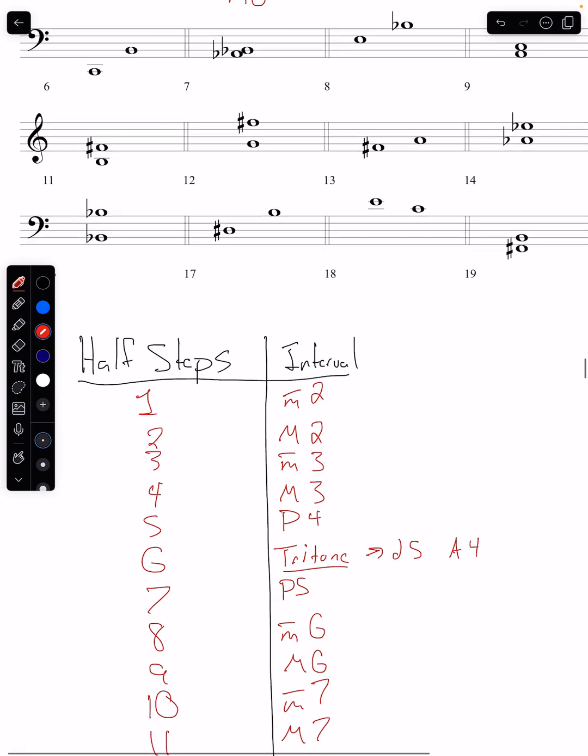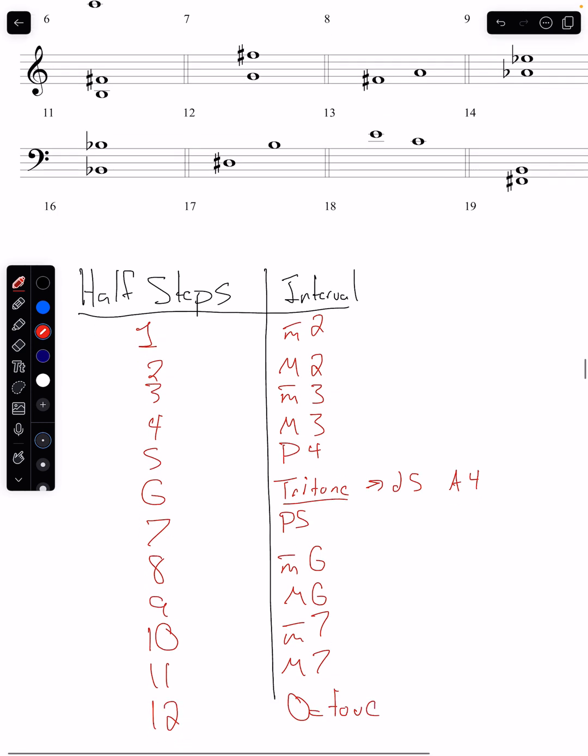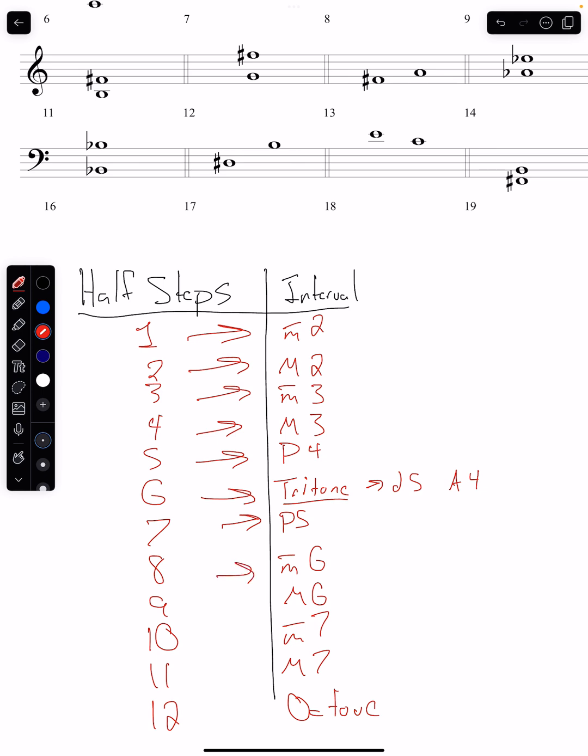So if the key signature method is kind of slow going for you, this is a really easy way just to memorize. 1 is a minor second, 2 is a major second, 3 minor third, 4 major third, 5 is a perfect fourth, 6 is the tritone, 7 is a perfect fifth, 8 is a minor sixth, 9 is a major sixth, 10 minor seventh, 11 major seventh, 12 octave.